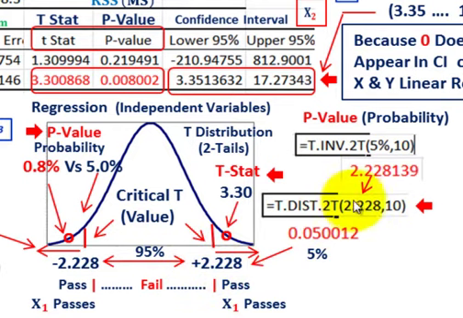Okay, so this is what you're going to do here. To determine your p-value here, you just put that 3.3 into your t-distribution function here, 10 degrees of freedom, and you should get 0.8%. Just to understand that.